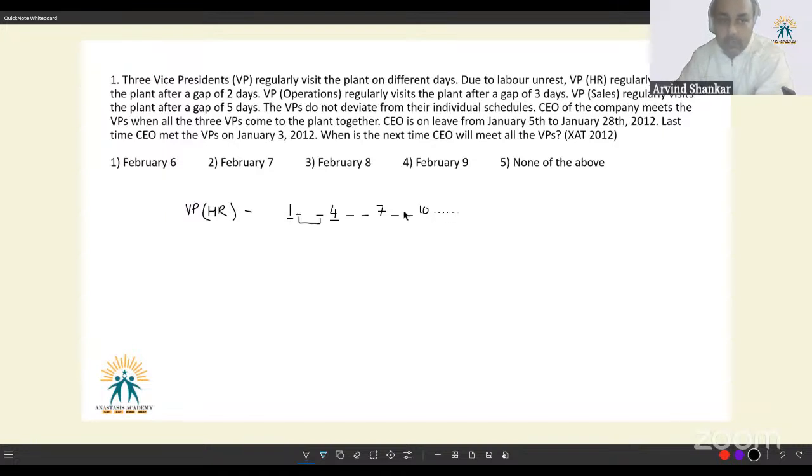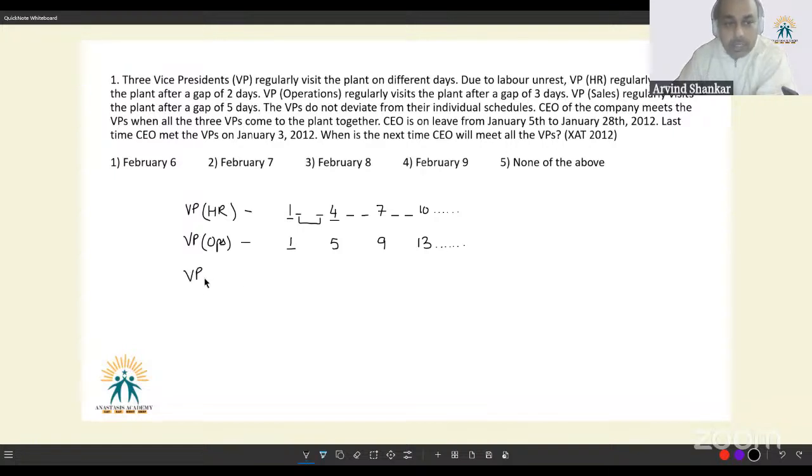That is how VPHR behaves. And this is where most likely our error of interpretation happened for us to get to decidedly the wrong answer. VP operations regularly visits the plant after a gap of 3 days. So if you're the VP ops guy, if you visit on day 1, next you visit after a gap of 3 days. So you will visit on day 5, then day 9, then day 13, and so on.